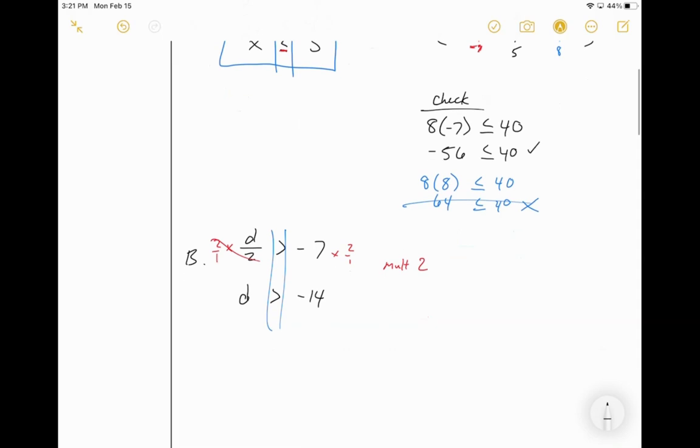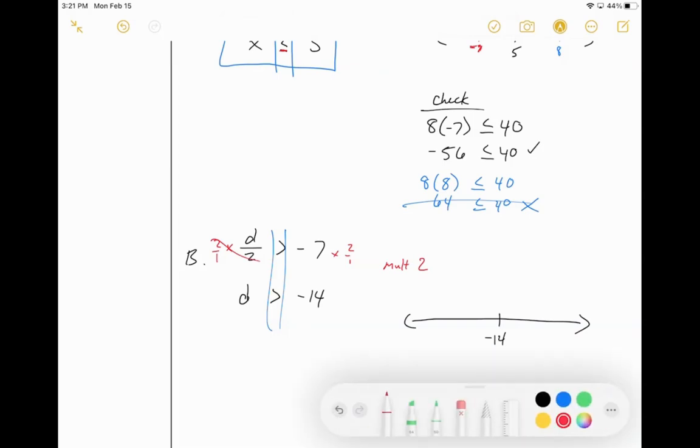All right, let's go ahead and graph it. Here's -14. This one is going to be an open dot, right? Because there's no equal to, so it's going to be open. -14, remember, that means that -14 is not a possible answer. But that's our starting point. And it's greater than, so it's going to go this way.